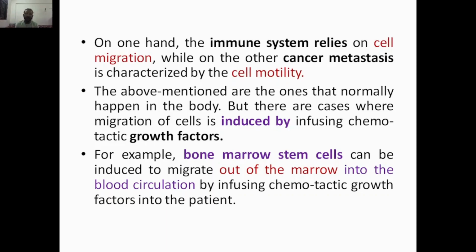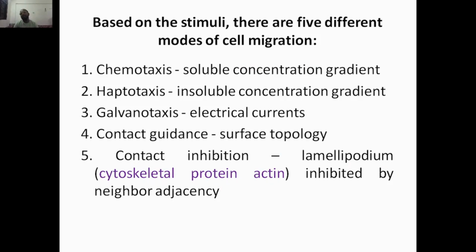Basically, understanding cell motility, cell mobility or cell movement, that is, migration, is important. That's it. Based on the stimuli, there are five different modes of cell migration, based on exactly what the stimulating factor is. For example, we have chemotaxis, haptotaxis, galvanotaxis, contact guidance and contact inhibition. Let's see what the stimuli are.